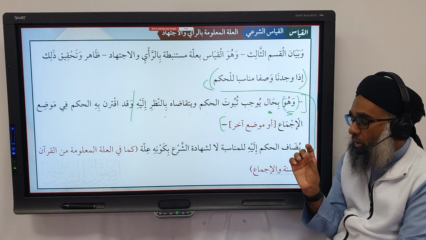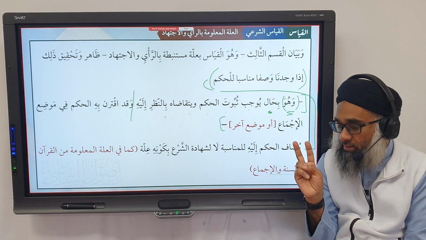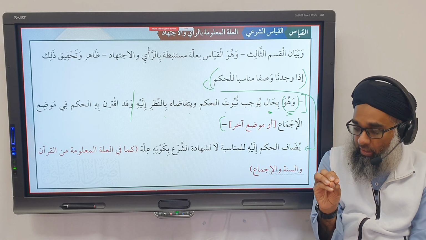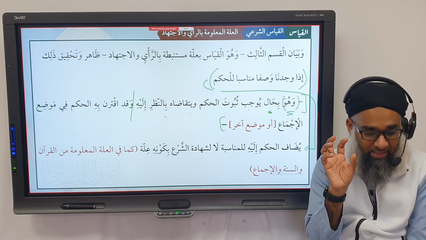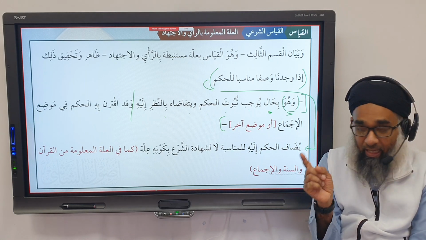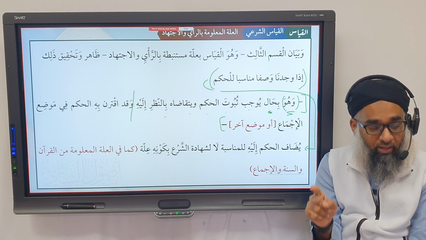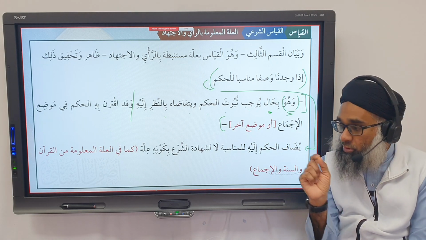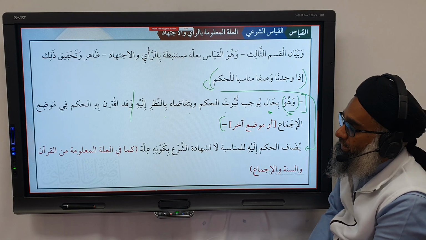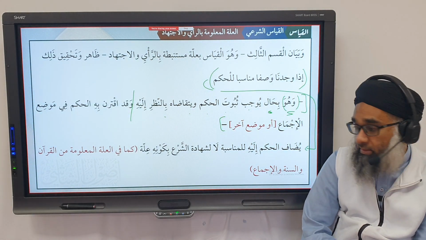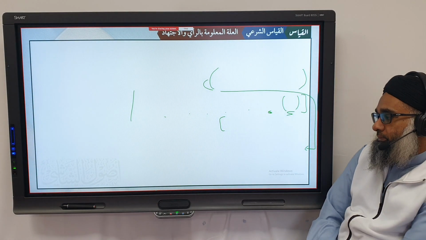So when we're doing ijtihad to bring out an illa, we have to see two things. Number one is that by nazar ilayhi, by doing ijtihad, we conclude that the hukm is attached to this. And in other places, وَقَدْ اقْتَرَنَ بِالْحُكْمِ فِي مَوْضِعِ الْإِجْمَاعِ, we find that the hukm is muta'alliq to such an illa and such a wasf munasib. Does that make sense? Okay.